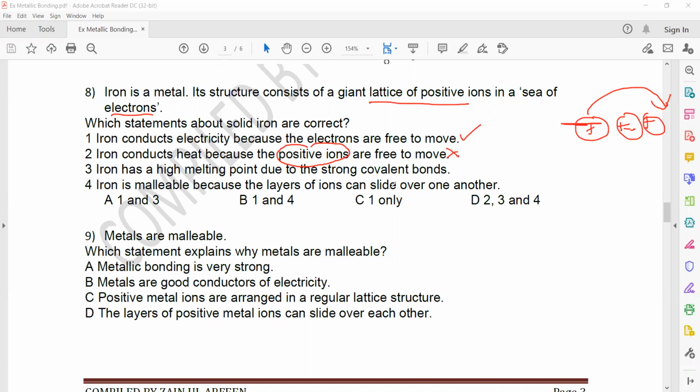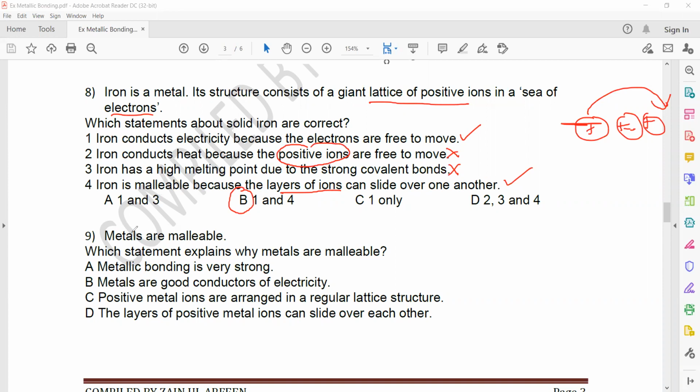Iron has a high melting point due to strong covalent bonds. That's wrong. It does not have a covalent bond. It has a metallic bond, which is between the positive ions and electrons. And metals are malleable because the layers of iron can slide over each other. So statement 1 and statement 4 are correct. That's why B is the right answer.